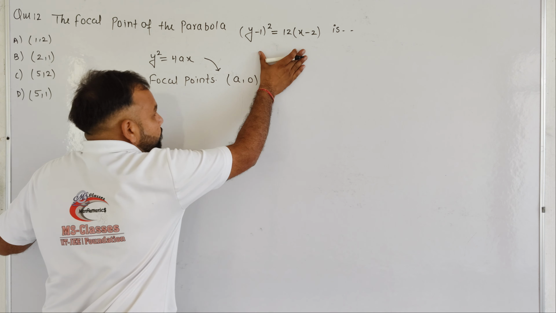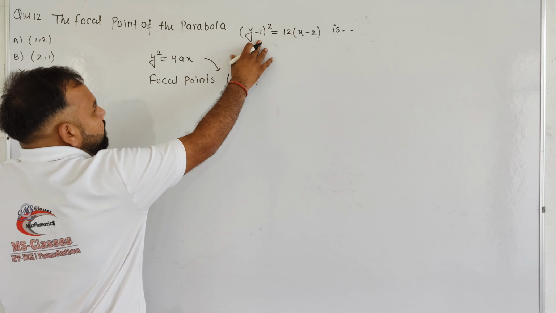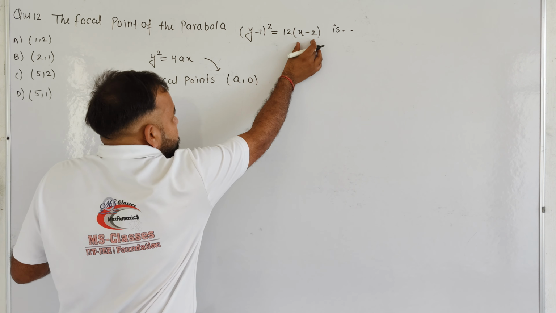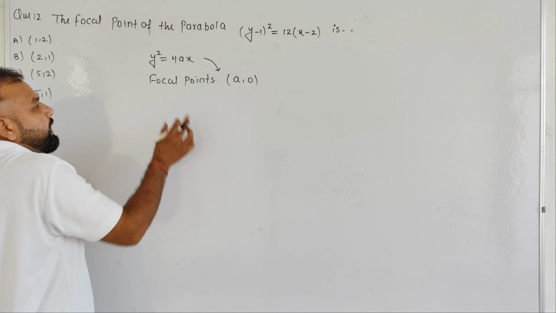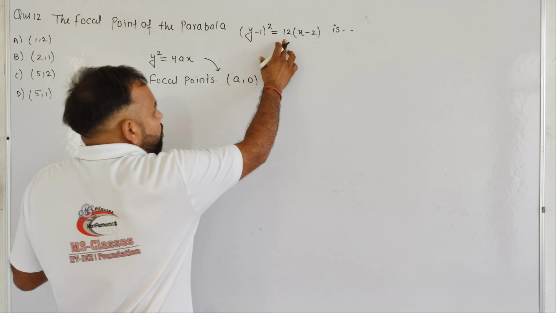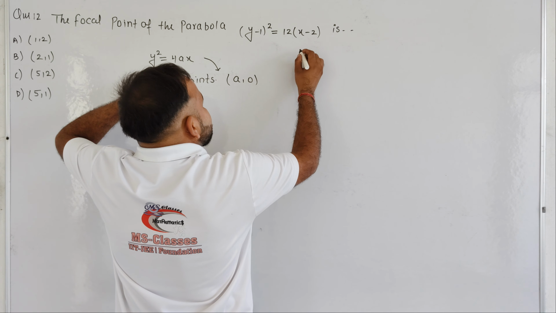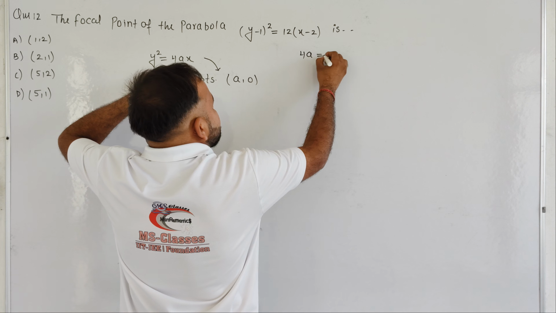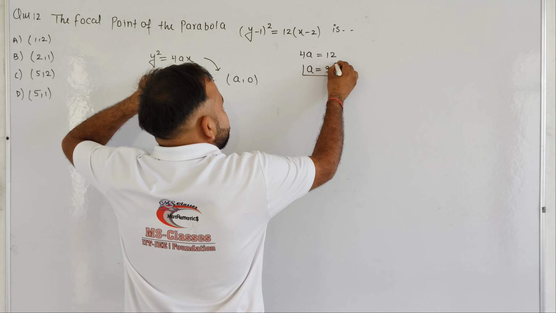But in that scenario, y is replaced by y minus 1, x is replaced by x minus 2, and 4a is replaced by 12. So we can calculate easily the value of a in that scenario: if we compare both equations, we get 4a equals 12, so basically a is 3.